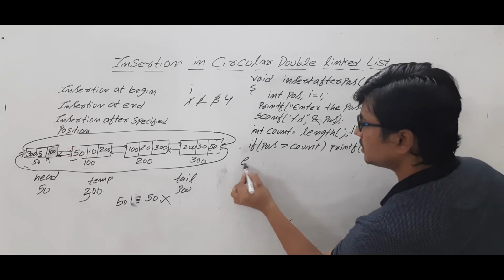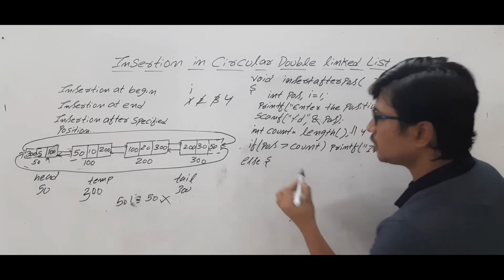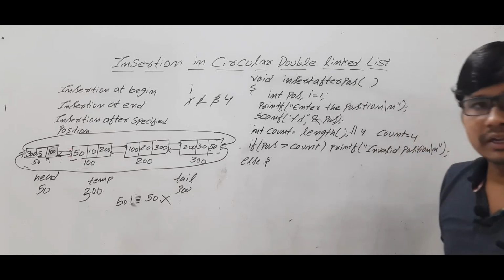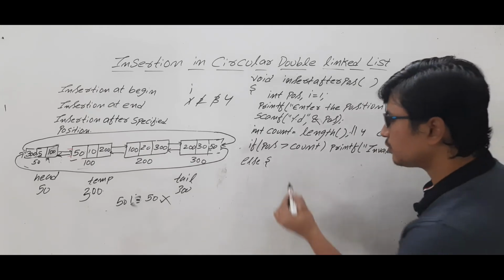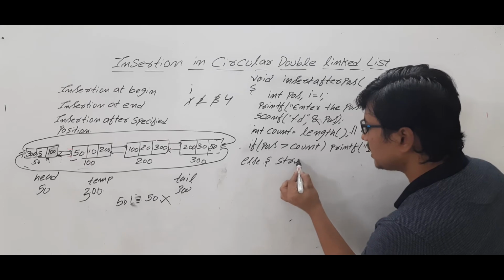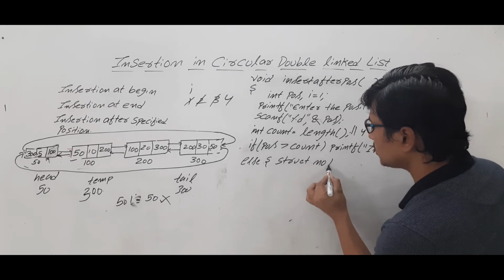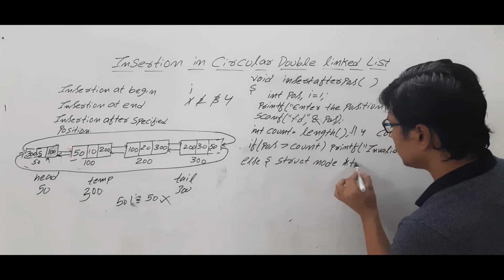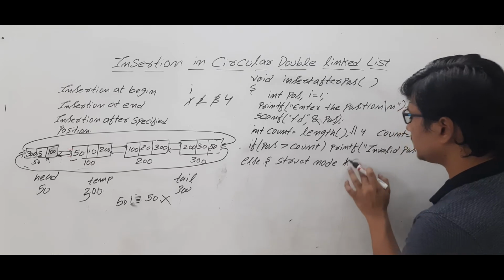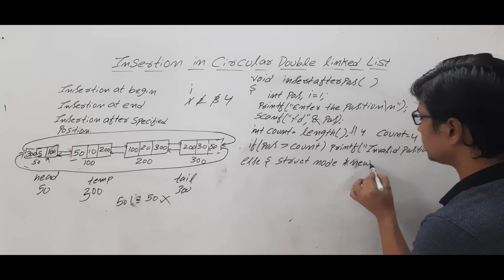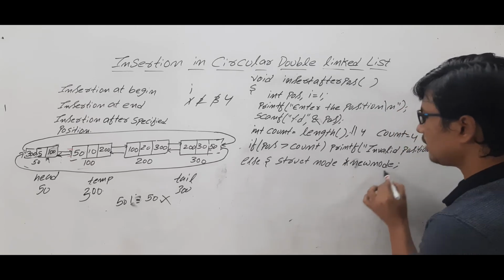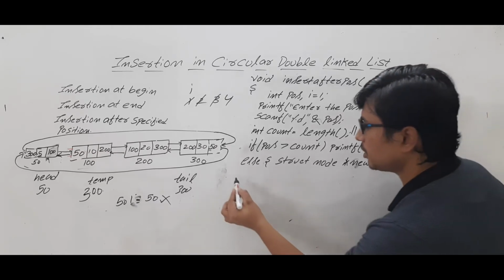Else, if the position is valid, what I want to do, we will discuss now. If the position is valid, first we need to declare a pointer called struct node *new_node, because we need to create a new node. Let me write here new_node, and I will allocate the memory using the malloc function.